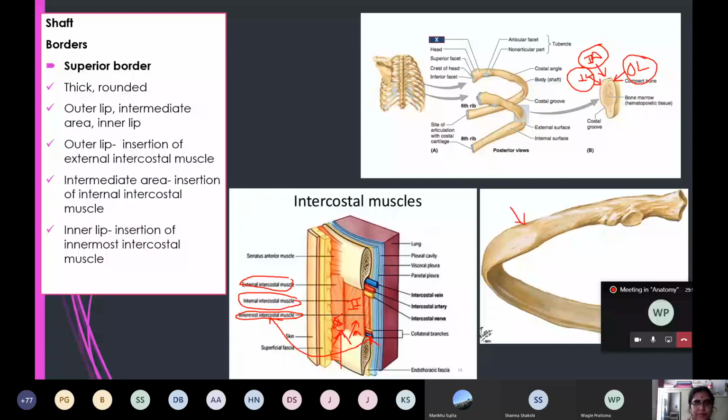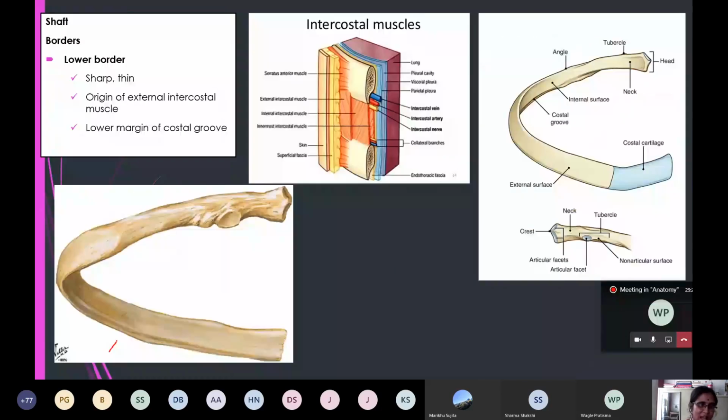Okay. Now the lower border. Here you can see the lower border is very thin and very sharp. The lower border forms the lower margin of which groove? See this, there is a groove on the inner aspect of the rib. This groove is known as the costal groove. So the lower border forms the lower margin of the costal groove.